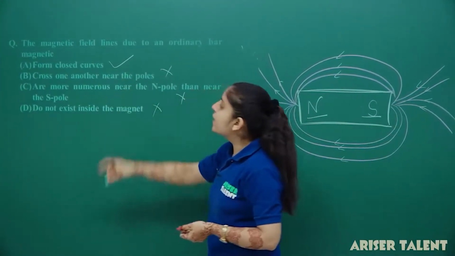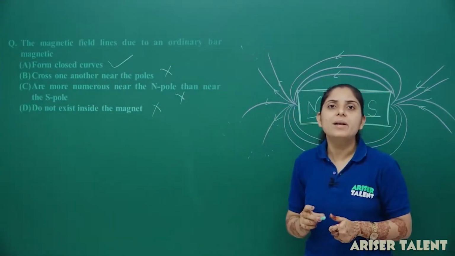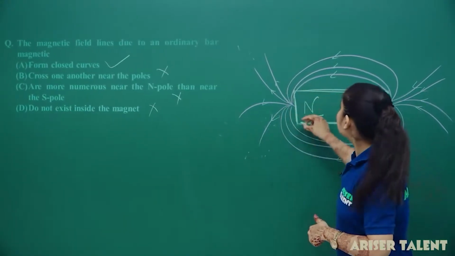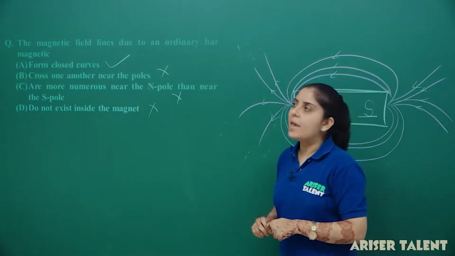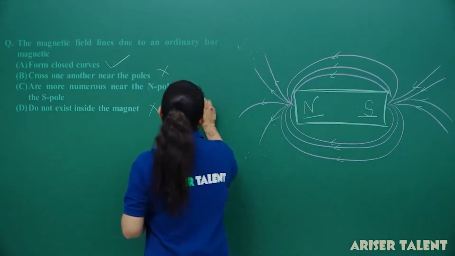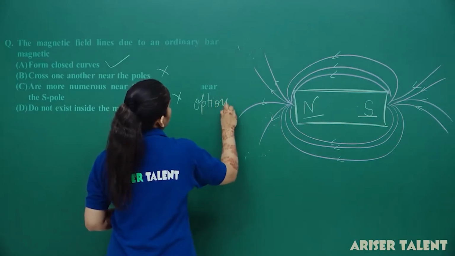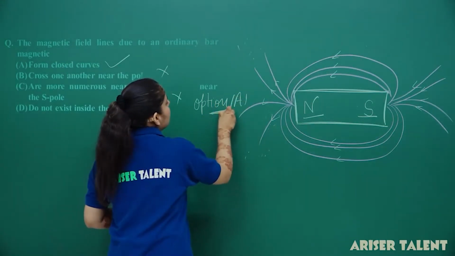So we have only one correct statement here: the magnetic field lines due to a bar magnet are going to form closed loops. So these are in the form of closed loops. So we can say that option A is correct here. Option A is correct here.